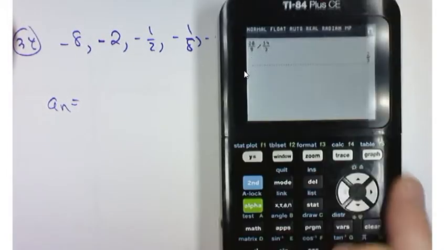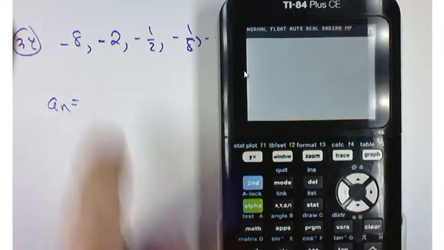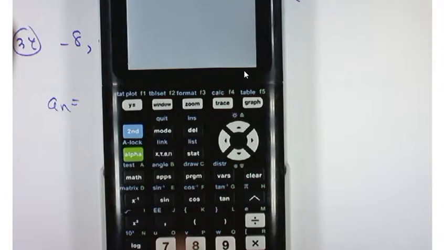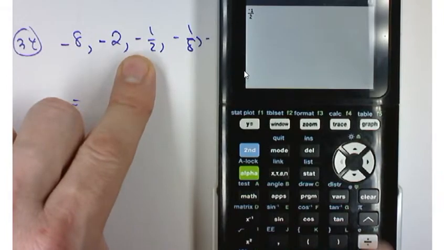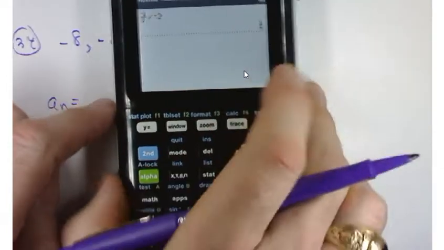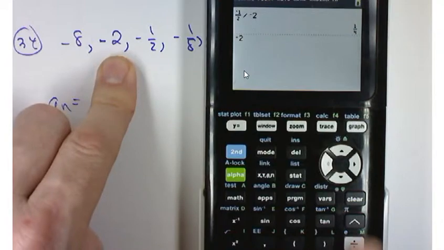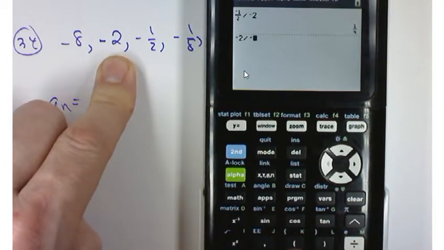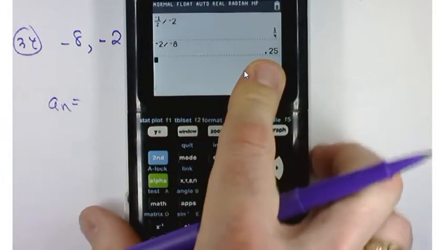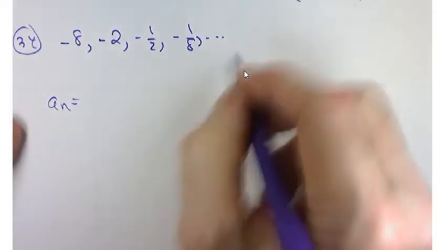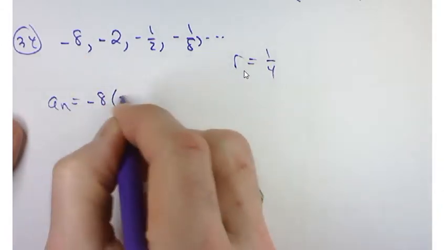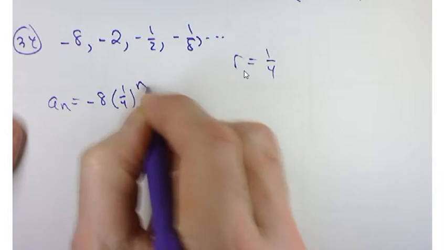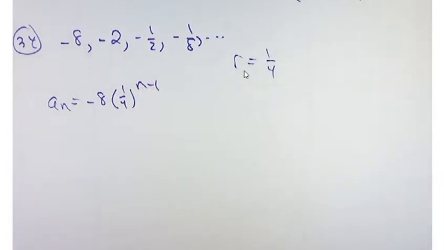Okay, so same kind of game as the last one. You want to look at adjacent terms. If I take negative 1/2 and divide that by negative 2, I get 1/4. And then negative 2 divided by negative 8 is also 1/4. So pretty confident that r equals 1/4. There's your a sub 1, so negative 8 times 1/4 to the n minus first power. All right, not so bad.